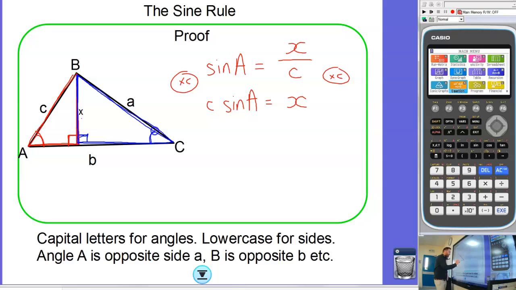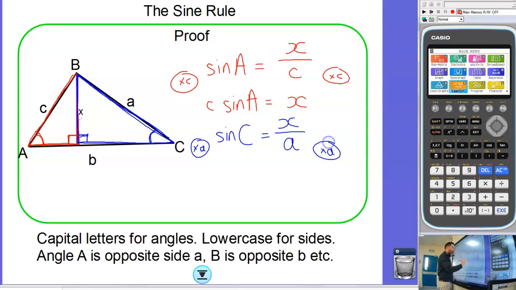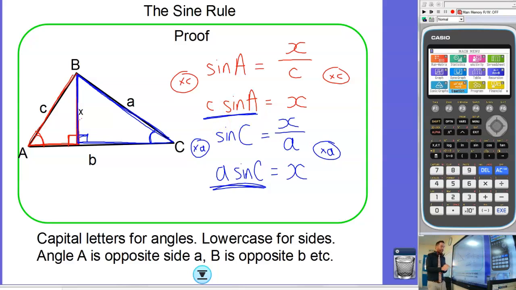Well, I know that sine of angle C is equal to the opposite over the hypotenuse. Opposite is x, hypotenuse is a. Okay, little rearrangement, multiply by a, and I get a sine C is equal to x. Now what's lovely about this is if we've got two different formulas for x, if a sine C equals x and c sine A equals x, they are the same also. So c sine A is equal to a sine C.